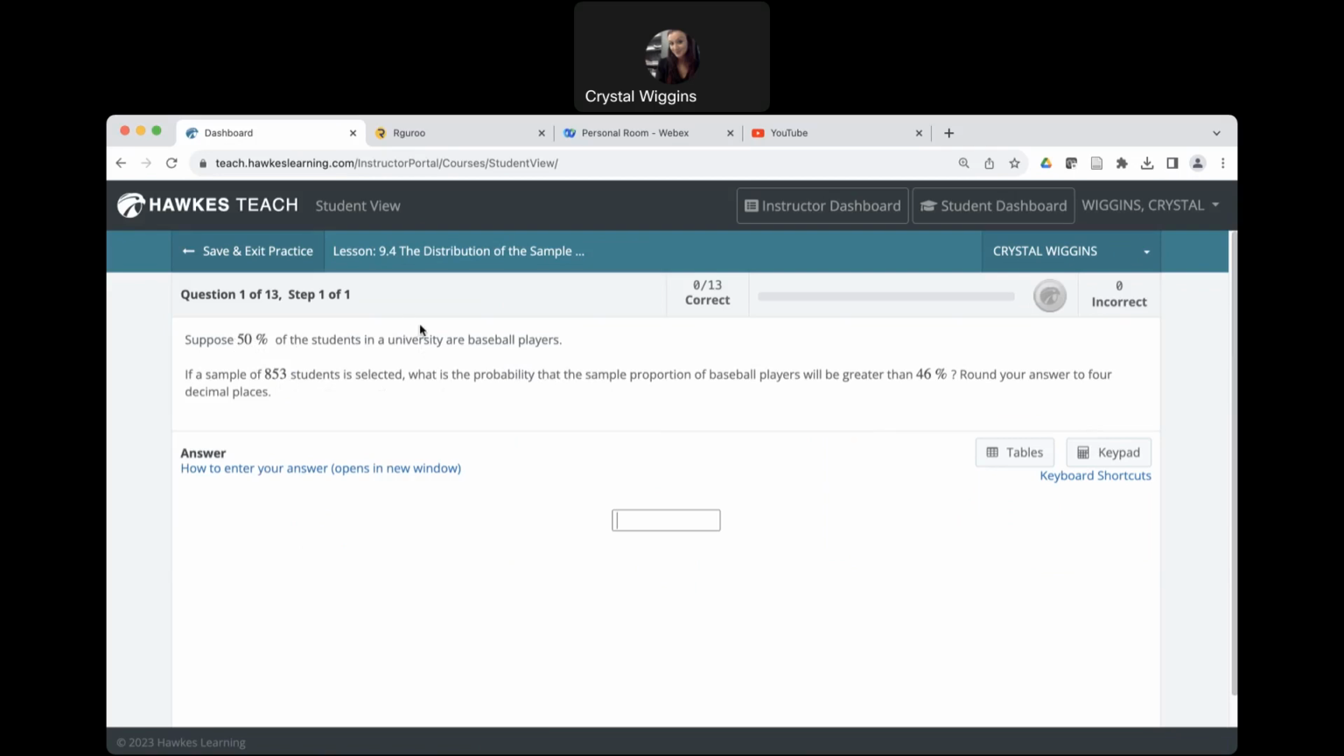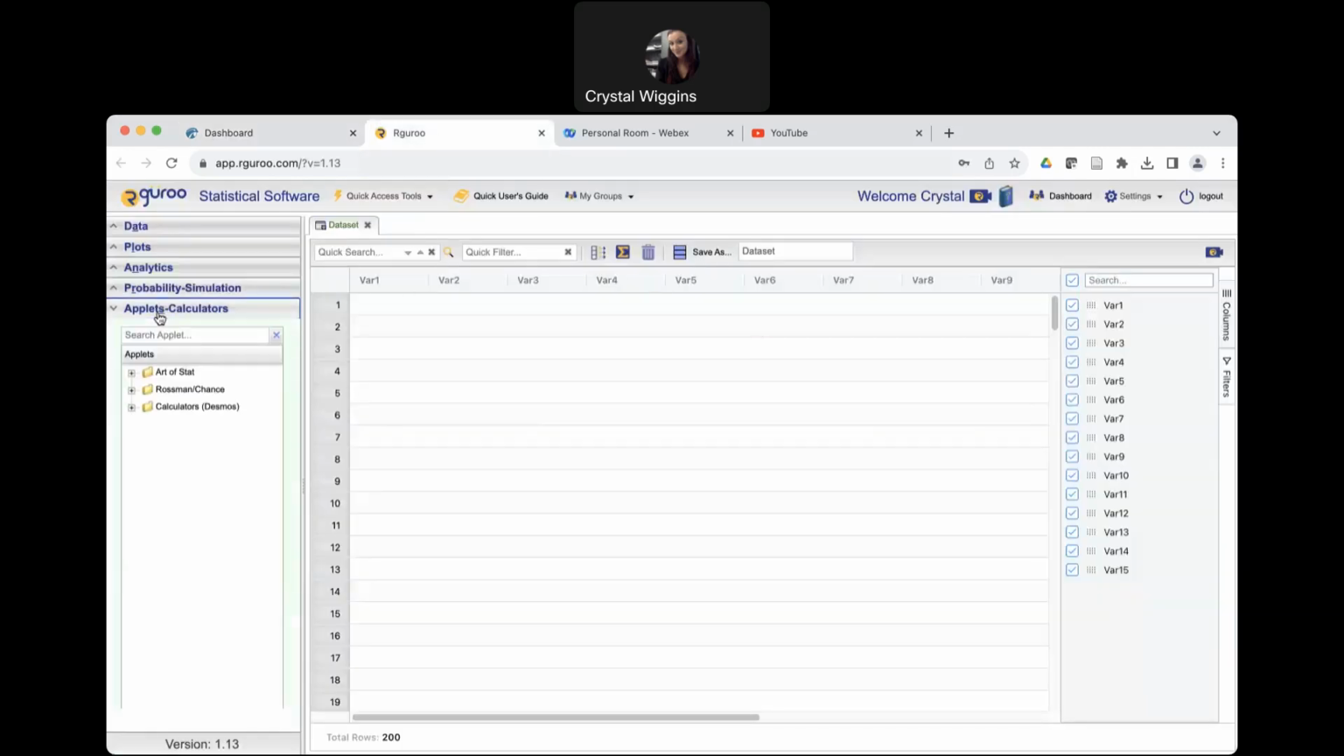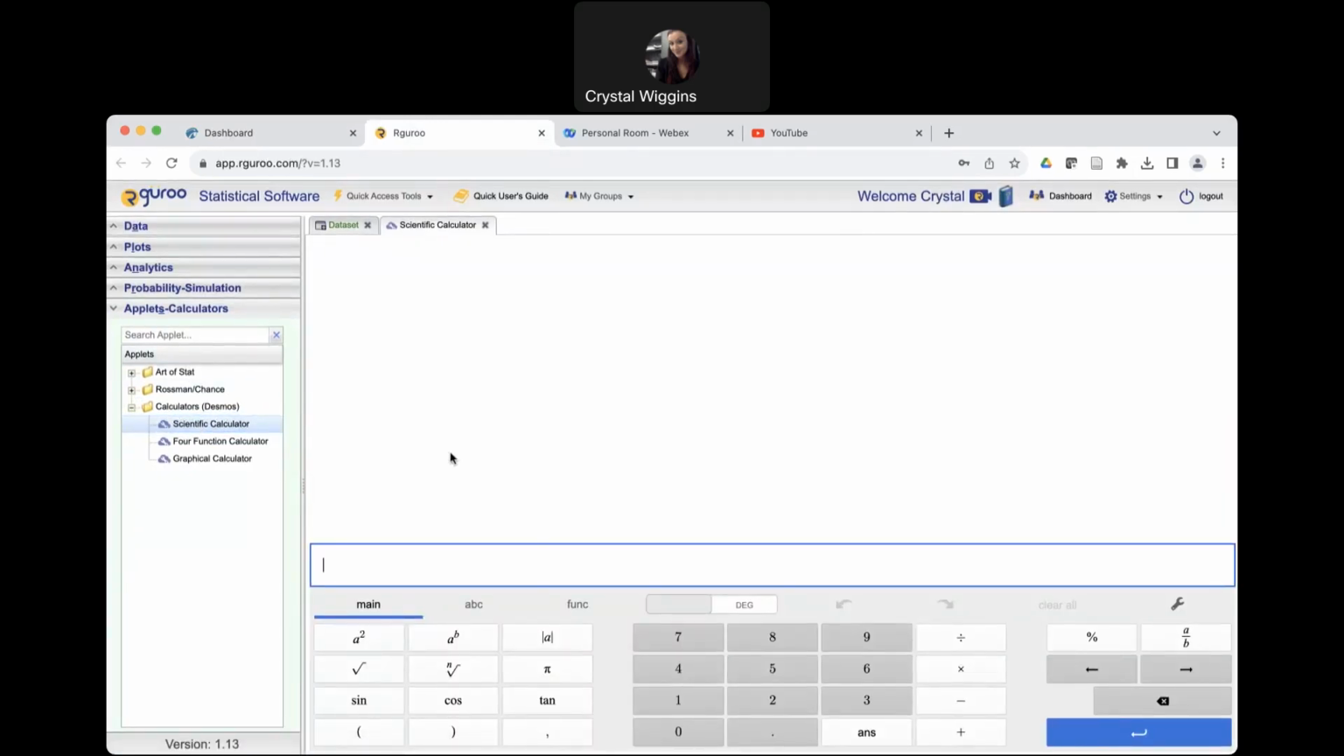All right, let's first make sure we pass the central limit theorem before we get too far into this and realize that our formulas are not even valid. So we have a sample size of 853. So let me make note of that, 853. And we have a population proportion of 0.5, representing 50%. Okay, so let me go over here to Rguroo and let me pull up just the basic calculator because I just need to do that criteria for the central limit theorem.